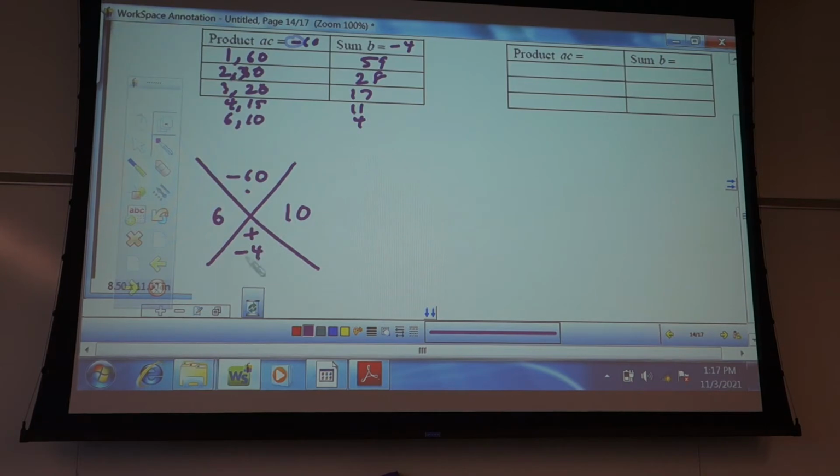Again, the larger one has to be the same size as whatever b is, because that's the one that dominates. So since I'm left over with -4, that means the bigger one has to be negative.